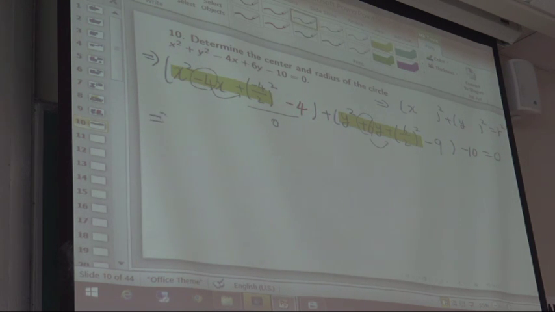So the first component is x minus 2 squared. How did you get a negative 2? This number, which is negative 4 over 2, is right here. And negative 4 is just there. So negative 4, plus, and y: for that number, we take this 6 over 2 and plug in, which is plus 3 squared, and negative 9, negative 10.